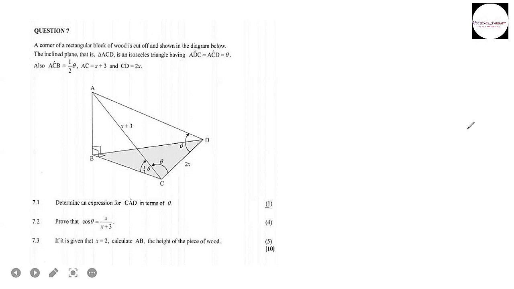So as we can see here, if we just highlight this triangle, ACD, we can now determine the expression for CAD, which is this angle here. If we have theta and theta, then this one needs to be 180 minus 2 theta. So that's all we are supposed to say for 7.1. CAD is equal to 180 minus 2 theta. Right. Then 7.2 says prove that cos theta is equal to x over x plus 3.